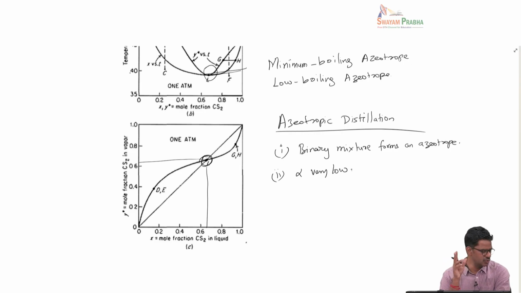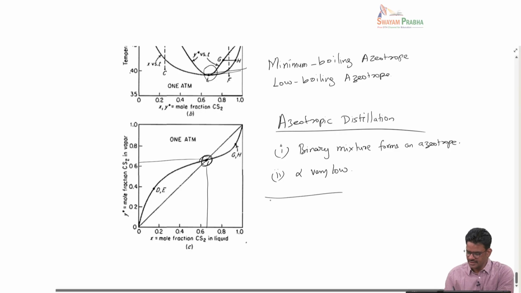These are the two common scenarios why one would choose azeotropic distillation. One, the mixture inherently forms an azeotrope. Second, alpha is very small even if it is not making an azeotrope. The way that we do azeotropic operation is that we generally add a third component.